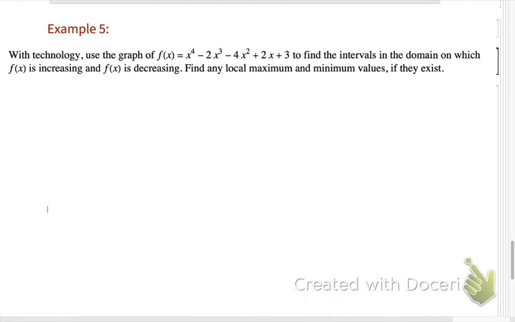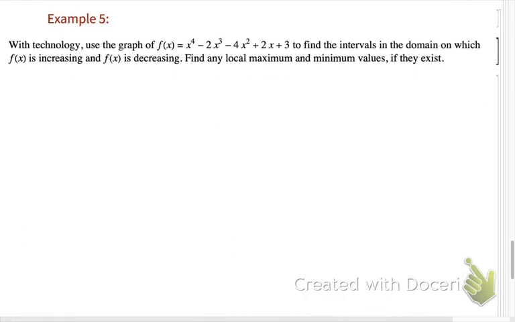Okay, so example 5. With technology, let's use the graph of this function. So we're going to use something like Desmos to find the intervals in the domain, which is all real numbers, on which f of x is increasing and f of x is decreasing. And we're going to also find any local maximum and minimum values if they exist. So let's take a little detour here and go plot this function in Desmos.